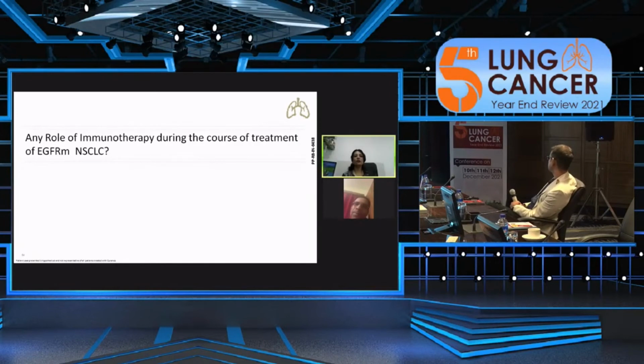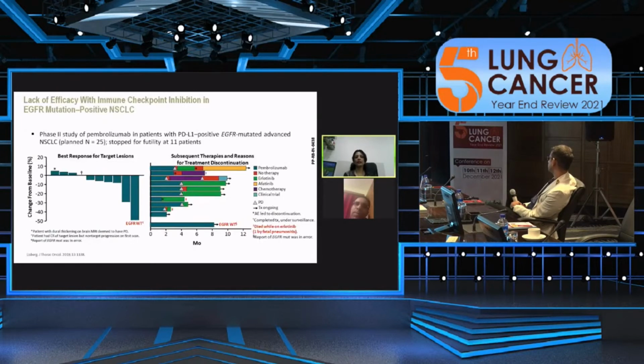So a basic question: is there any role of immunotherapy for an EGFR mutant non-small cell lung cancer patient, and any thoughts or personal experiences with patients from either one of you?